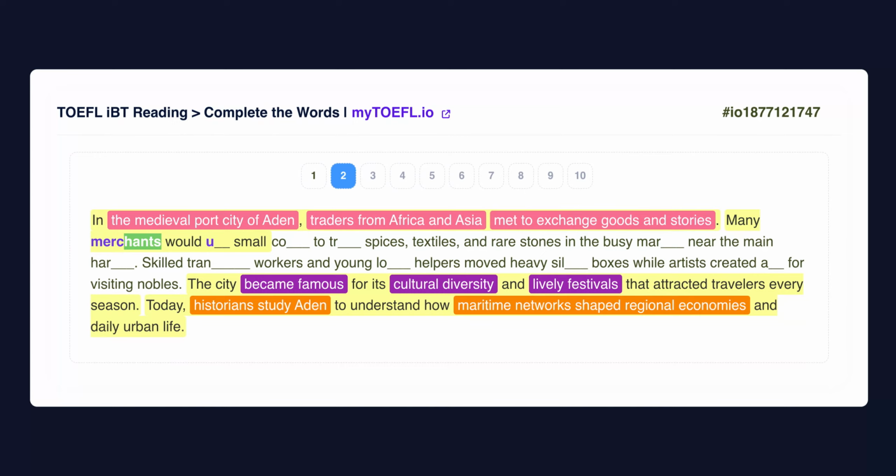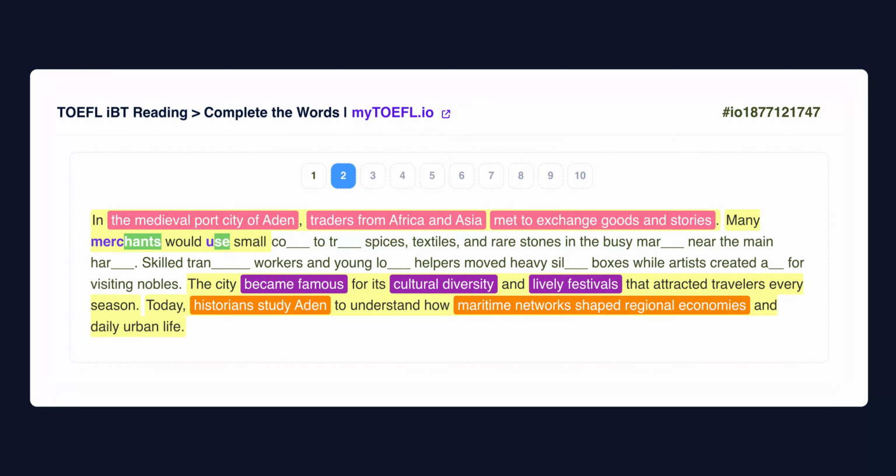Which means it needs to be followed by a base verb. What action would merchants perform with small items to facilitate trade? Considering the given letter U, the most logical verb is use. Excellent work. Now for the third blank.